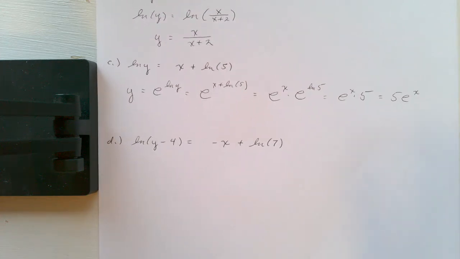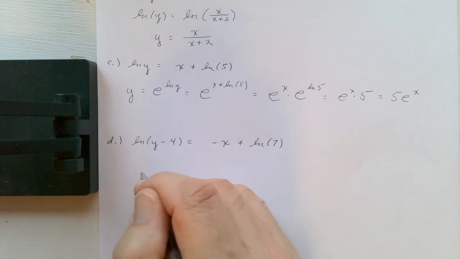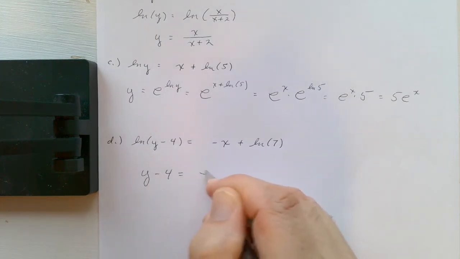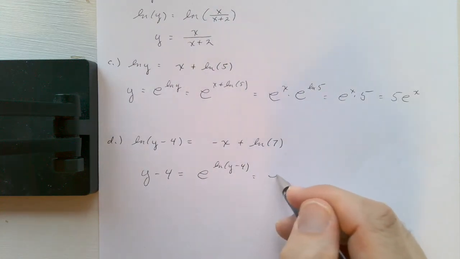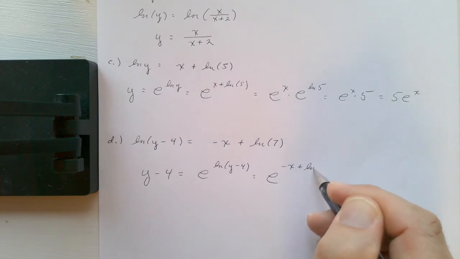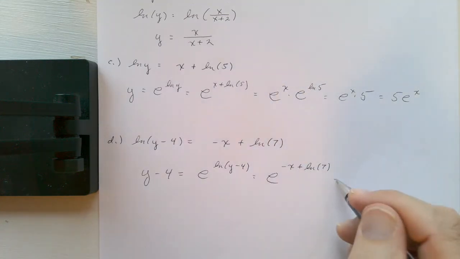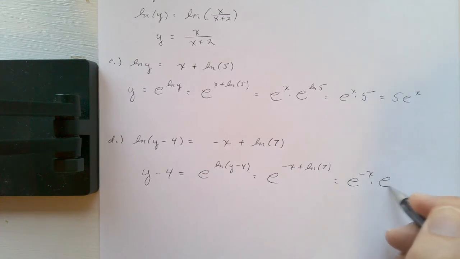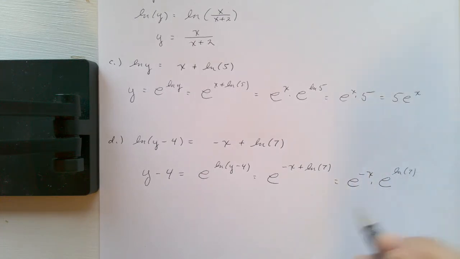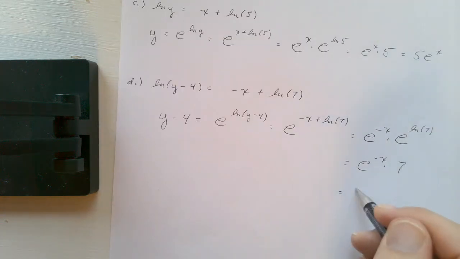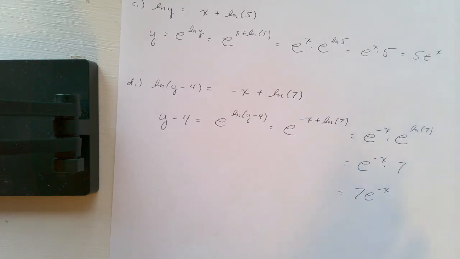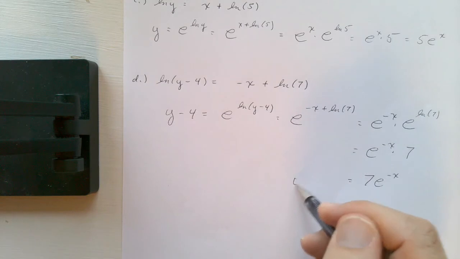And we can do the same trick here. We might not know what y is, but we know what the natural log of y minus 4 is. So we know y minus 4 can be written as e to the natural log of y minus 4, which is e to the minus x plus natural log 7, which is e to the minus x times e to the natural log of 7, which is e to the minus x times 7, or 7e to the minus x. So this is y minus 4.